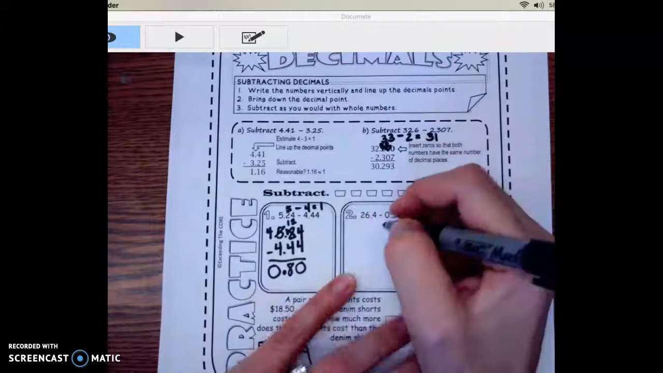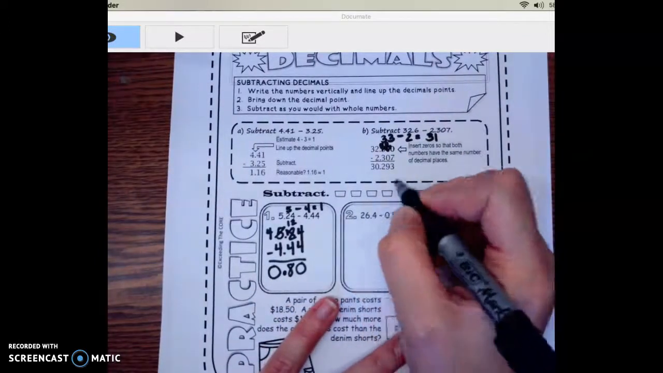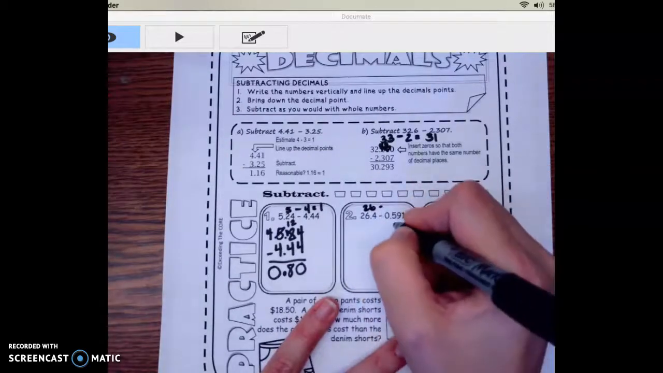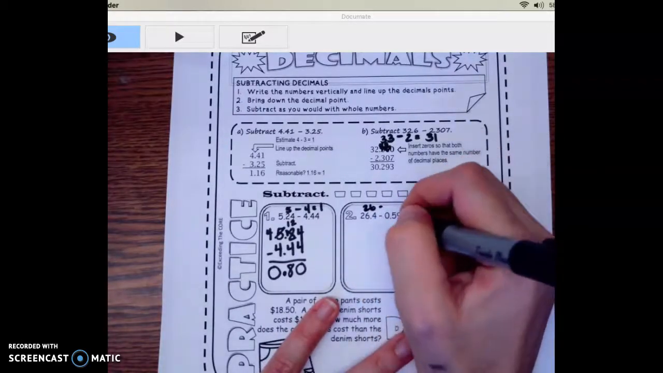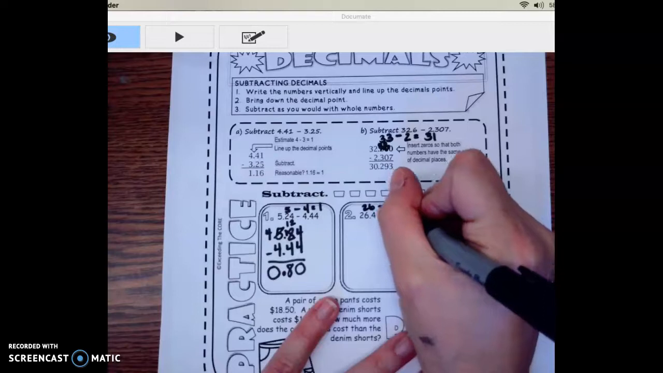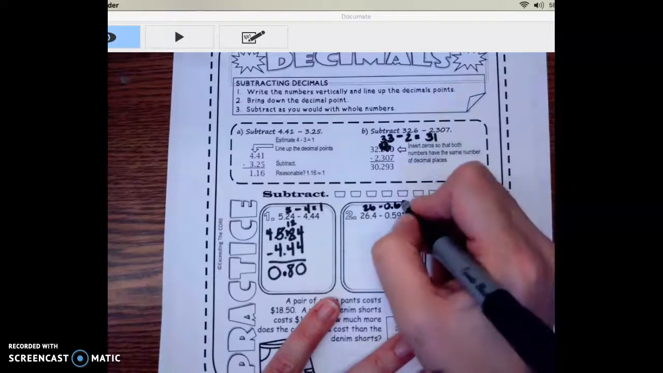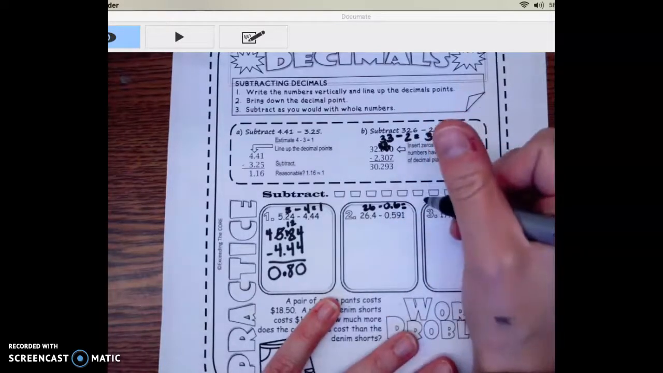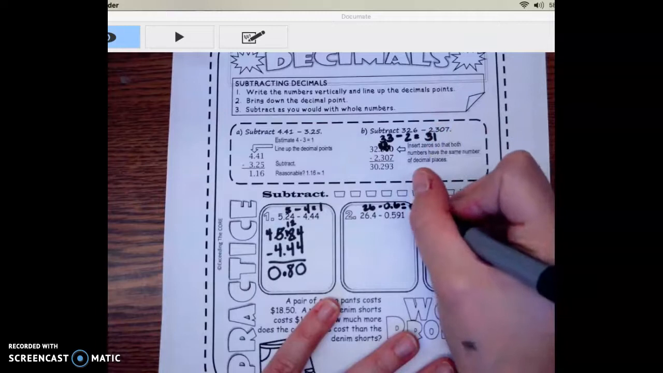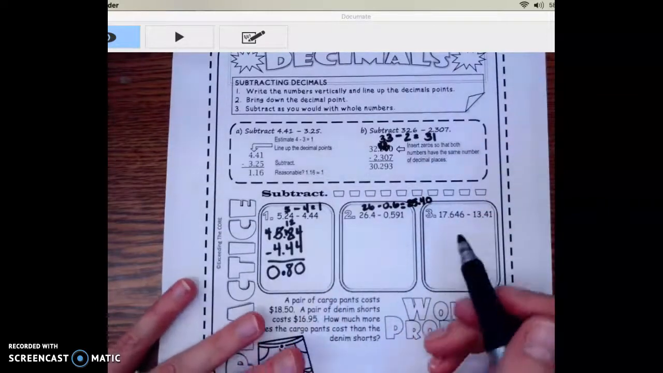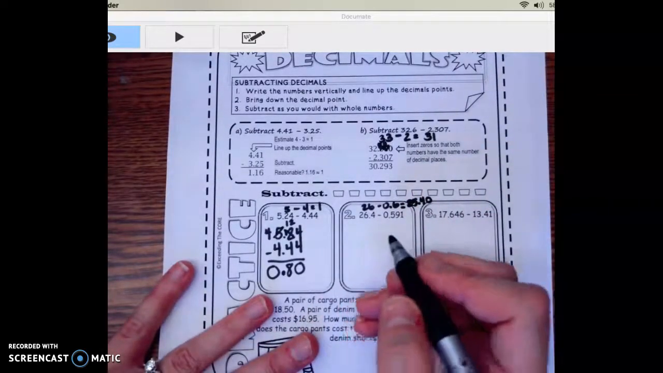So let's come over here to the second one. I'm going to do some estimating. 26 and 4/10 would round to 26. 591 thousandths, I'm going to round it to the nearest 10. That would round to 6/10. And I'm going to have 26 minus 60 cents. So I'm going to think about it like that. So that would be 25 and 40 cents. So 25 and 4/10 is my estimate.